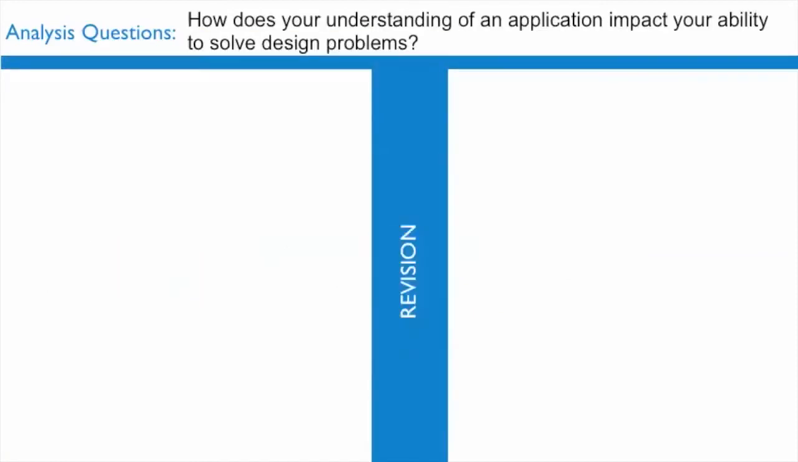So now that you've received some feedback from other people, you'll have an idea of the kinds of revisions that you want to make. This leads us to the next question of, how does your understanding of an application impact your ability to solve design problems? The reason this is important is because for every what that has been identified in your feedback, you need to think about the how. Essentially, what this means is, if somebody says it would be really cool if you had motion graphics, you need to be able to understand, okay, how do I do that?